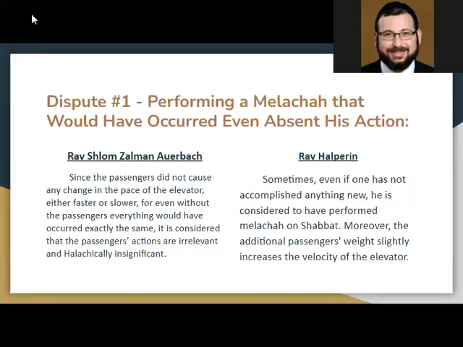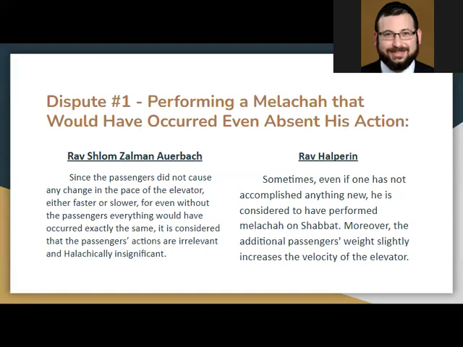So let's take a look at their respective opinions. We're going to discuss 4 core areas of dispute. And it's a fascinating discussion, and that's why we're going to be discussing it. So Reb Shlomo Zalman suggests that since the passengers did not cause any change in the pace of the elevator, either faster or slower, for even without the passengers, everything would have occurred exactly the same way, it is considered as though the passengers' actions are irrelevant and halachically insignificant.